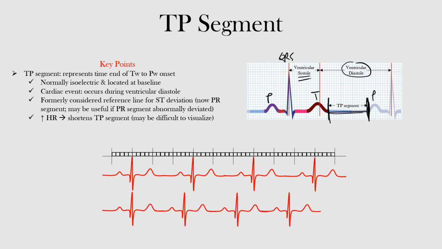Now the TP segment was formerly considered the reference line or baseline used for looking for ST segment deviation, whether elevation or depression. Now the new guidelines suggest that the PR or PQ segment should be used as the reference line.